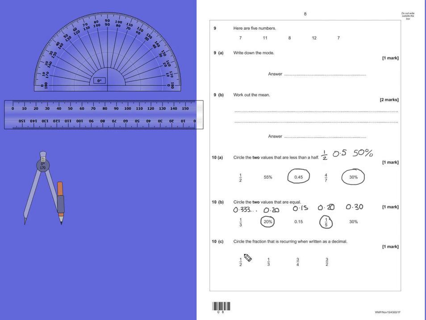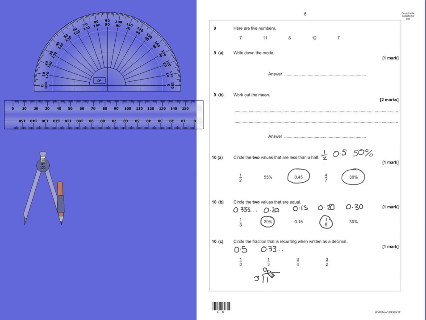Question 10c. Circle the fraction that is recurring when written as a decimal. Recurring, just like in question 10b, means it never finishes. It will always keep repeating the same pattern over and over again because it never works out as a whole value. To turn a fraction into a decimal, it's division. 1 divided by 2. 2's into 1 doesn't go, but it's a nice one we've already used. It's 0.5. 1 over 3, like I said in the previous question, is 0.3 recurring. So we already know that that one is.